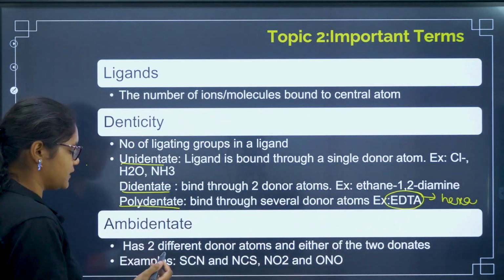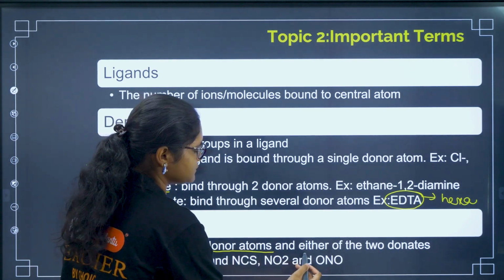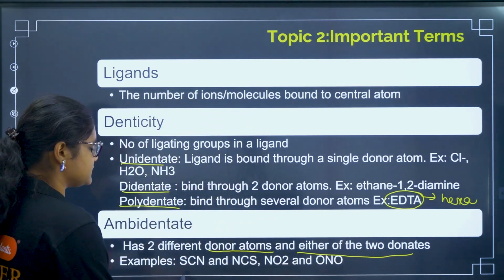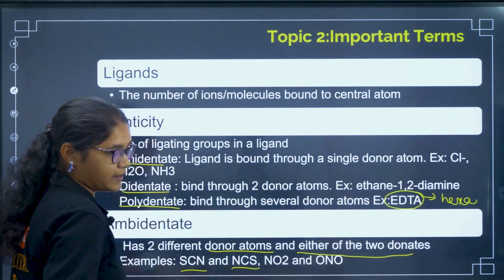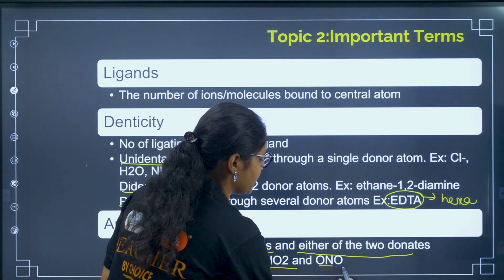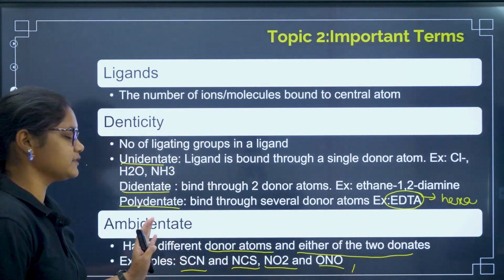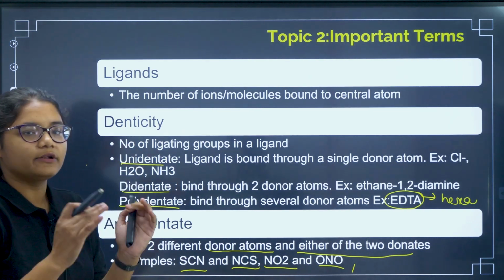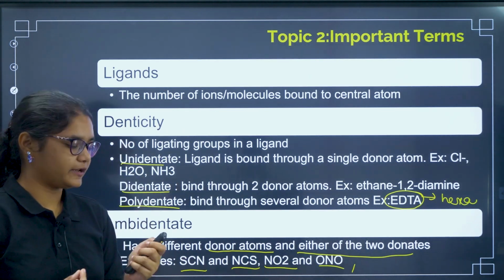Ambidentate ligand, what is the definition? They have two donor atoms but only one of the two will donate at a time. Here also you can know examples like SCN and NCS, and you have NO2 and ONO, right? These are some examples of ambidentate ligands. I have not taken all the definitions, like coordination sphere and all, because there you will not get questions.